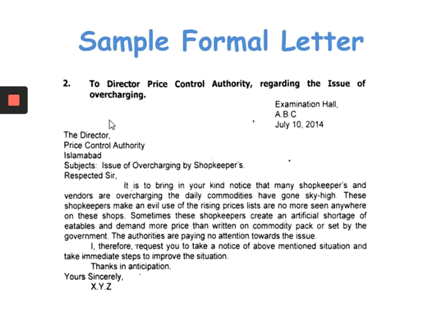Then you can see a clear indent in the opening. It is to bring in your kind notice the use of formal language. The tone is quite formal. Okay, it is to bring in your kind notice that many shopkeepers and vendors, the people who sell things on stalls, on movable stalls, are overcharging the daily commodities.